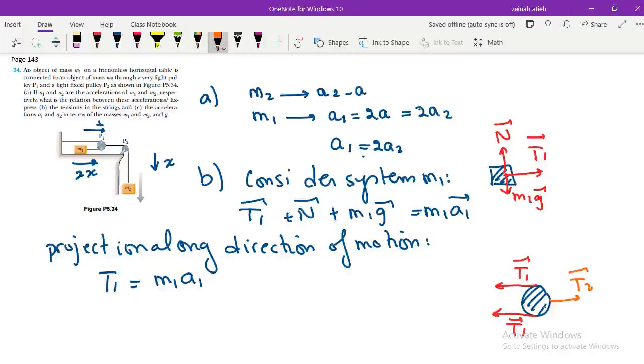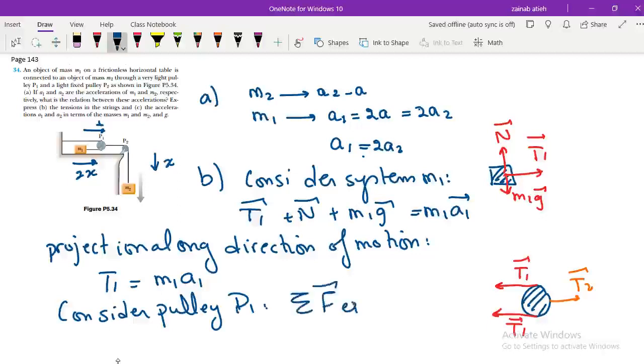الstring اللي كان موجود from the left side. From the right side there is a different string. So I will call it T2. Because the pulley is massless, so the mass تاعو للبولي is 0. Sum of forces acting on the pulley is 0. So consider pulley P1. Sum of forces on the pulley is equal to 0 because it's massless.